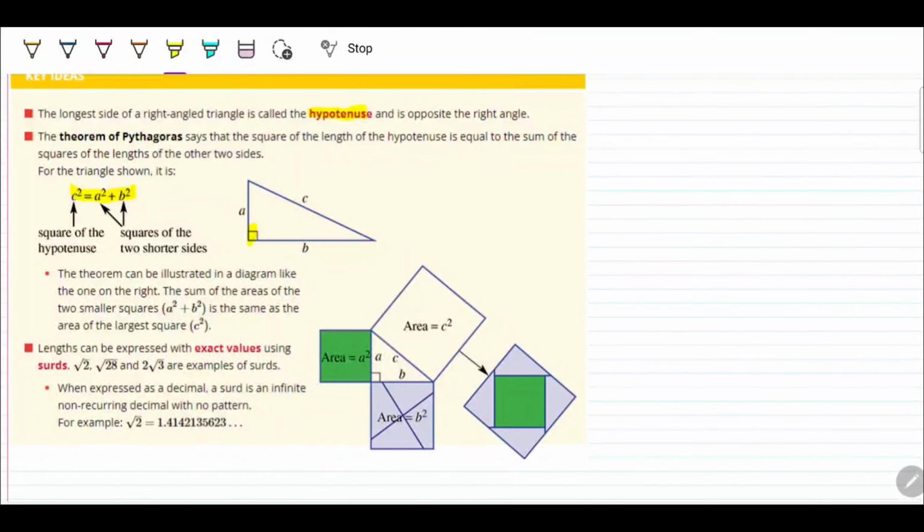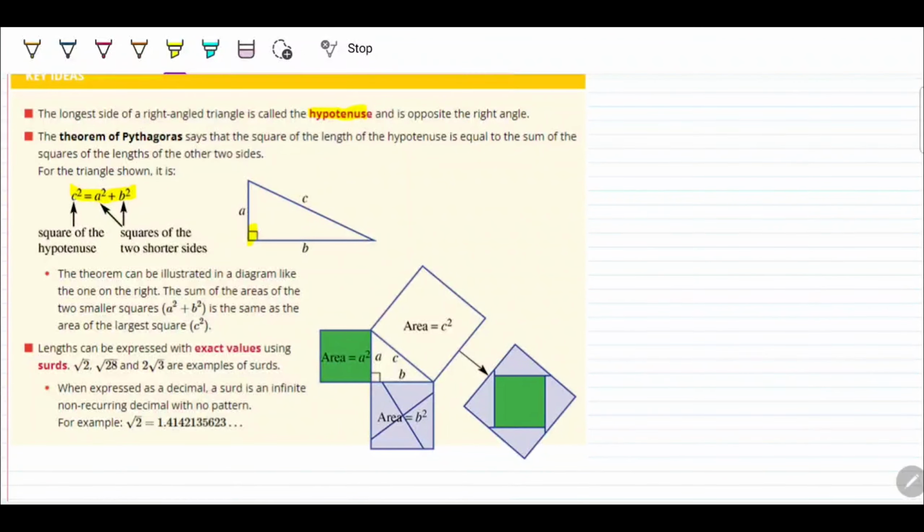If we look at this diagram here, I illustrate three squares: one has an area of a squared, one has an area of b squared, and one has an area of c squared. If I chop these squares up, what you'll notice is we get one giant square made of the blue and the green squares, which is equal to the area of the square that is c.